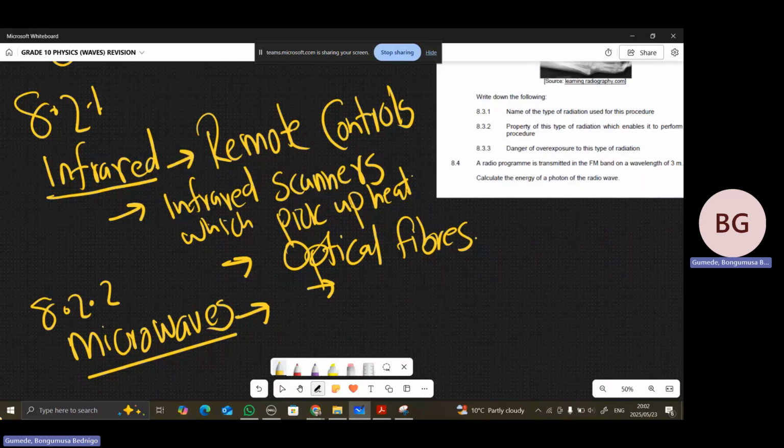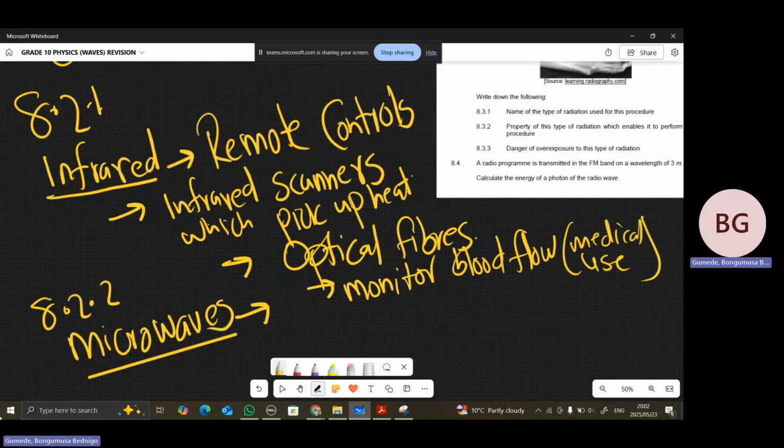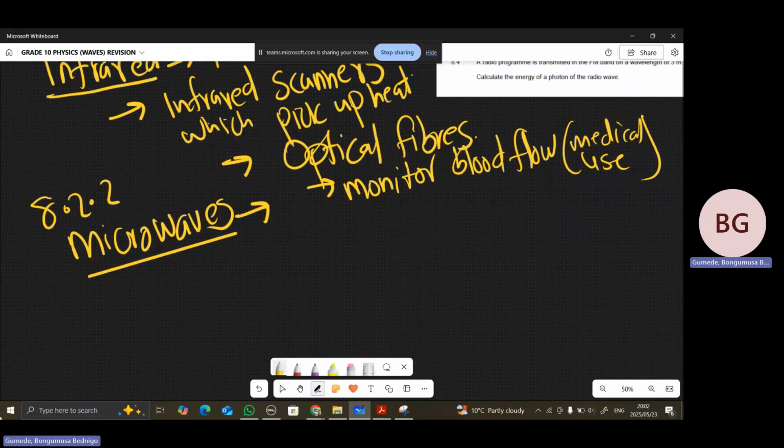And blood flow meters. You can monitor blood flow. This one is very important just in case they ask about medical use. They love asking about medical uses of these waves. Then let's go to microwaves.